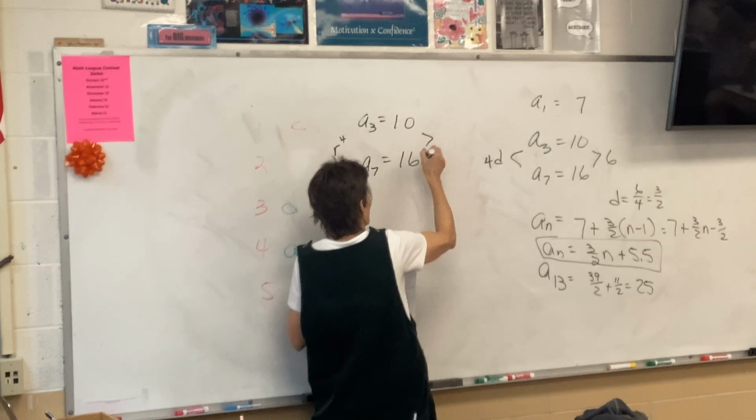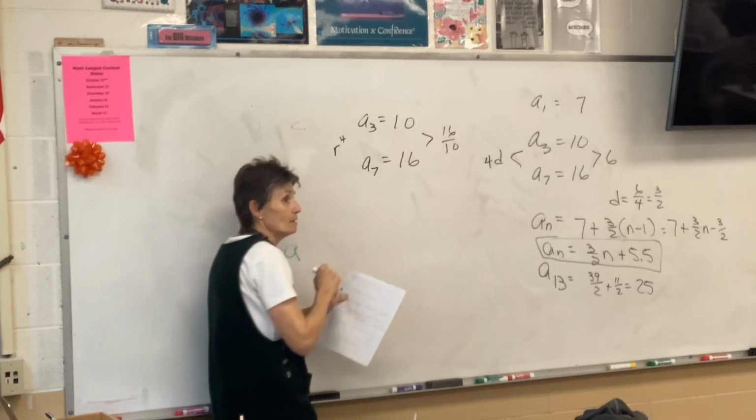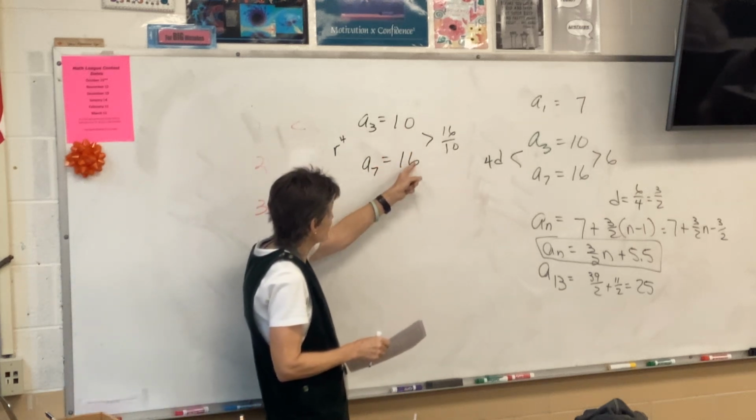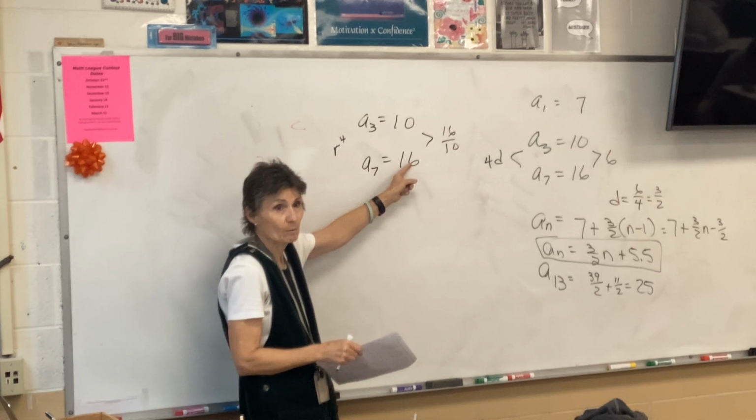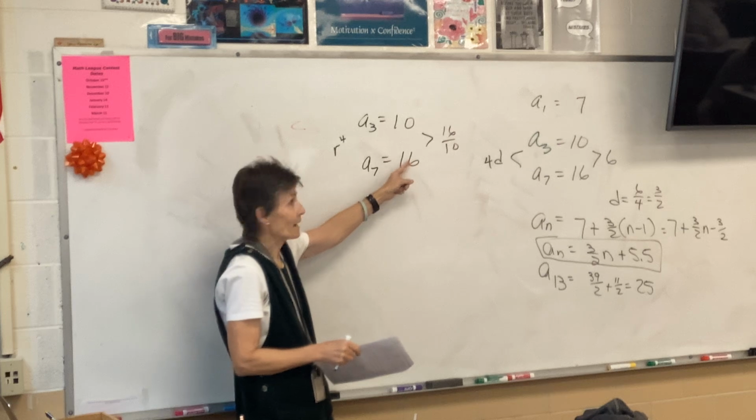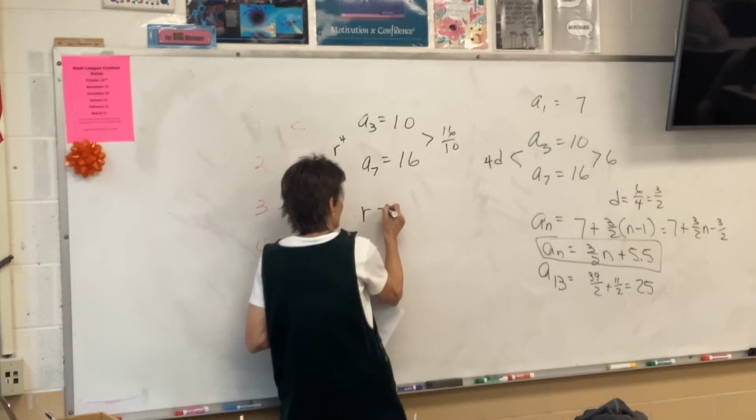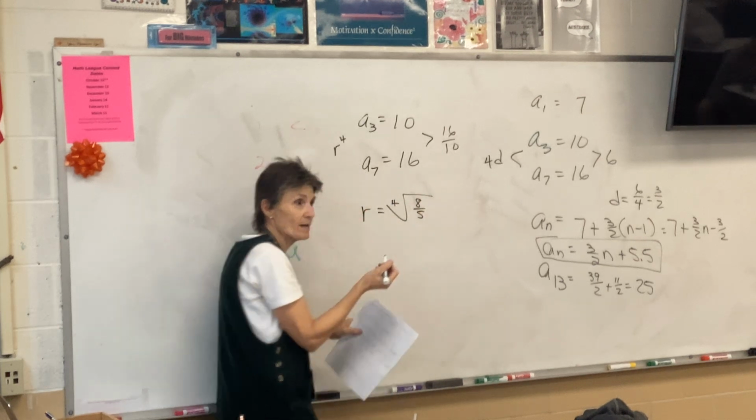And I need the total ground to be covered to be 16/10, because I gotta multiply to get from here to here. I multiply by 16/10 and that would get me here. But I have to do that in 4 steps. So what's my ratio going to be? The 4th root of 16/10 or 8/5.